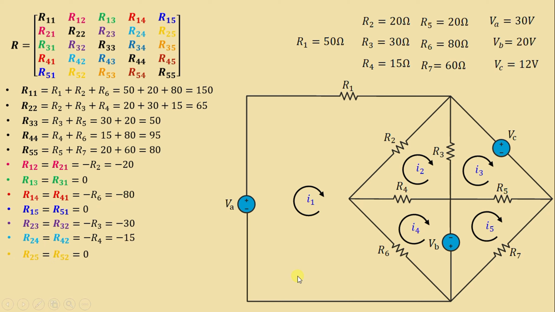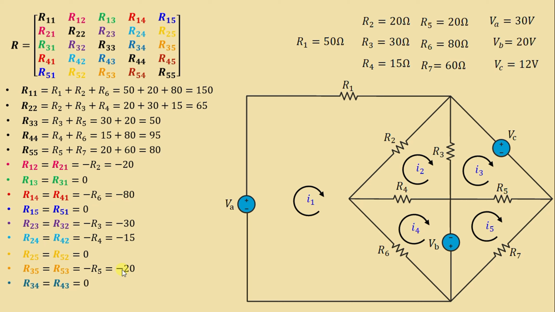R25 and R52. This is mesh 2 and this is mesh 5. There is no common resistance. So R25 is equal to R52 is equal to 0. Let's go to R35 and R53. This is mesh 3 and this is mesh 5. The common resistance is R5. That's why we have negative R5, equal to negative 20.